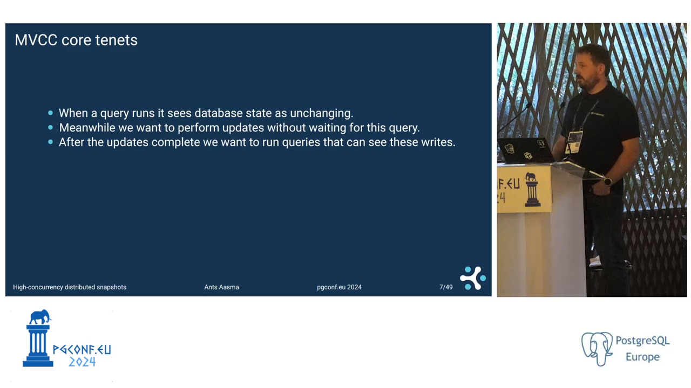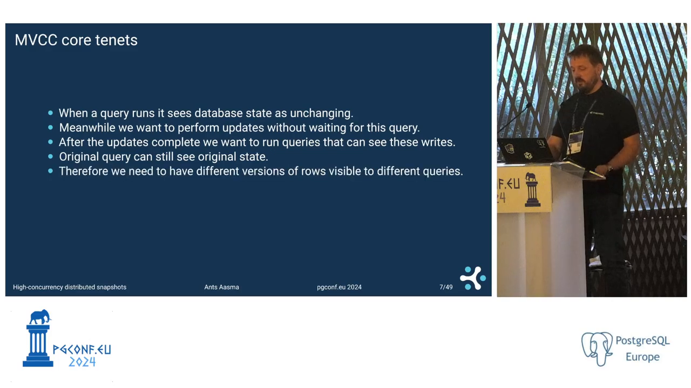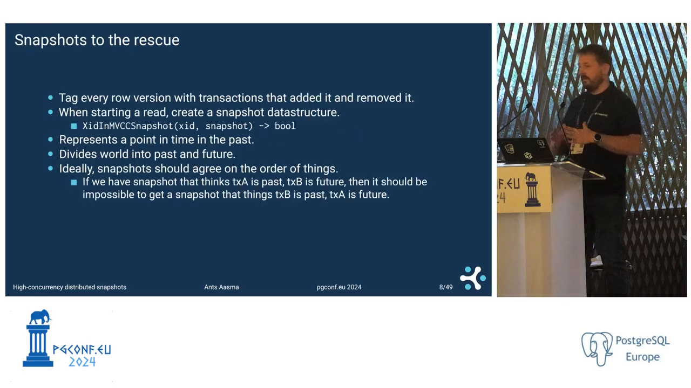And after we run this update, we actually want to see that the update completed. So if we book a seat, we want to check: did we actually get the seat or did somebody else get it? So we want to be reading our writes afterwards. But during this whole time, the original query must see the original state, because the result must not change. So this basically means that we need to have different versions of rows available that are visible to different queries. And snapshots are the way that we solve the question of which query sees which version of a row. We do this by tagging every row in the database with a transaction ID. And then we have a way to answer the question: is this row visible to the snapshot that we have in the database?